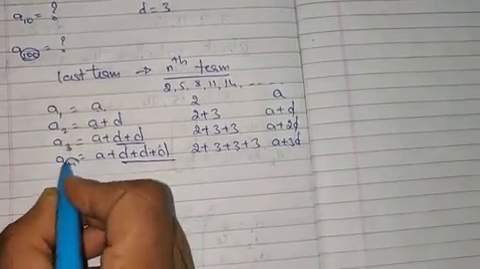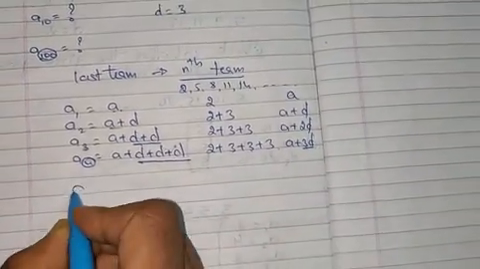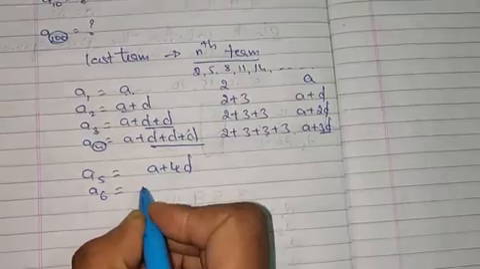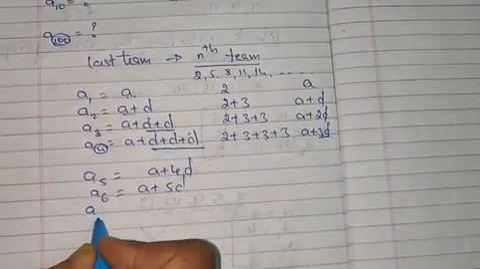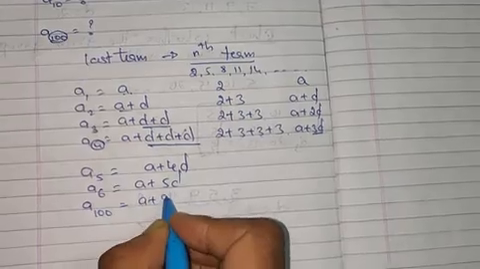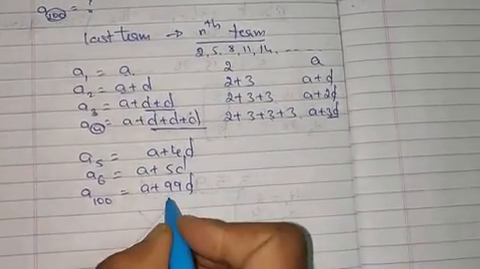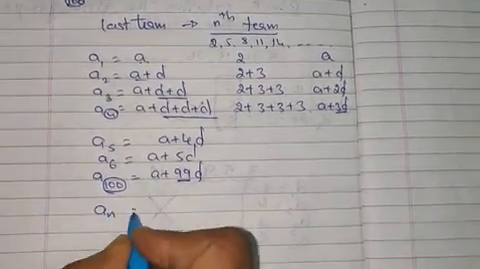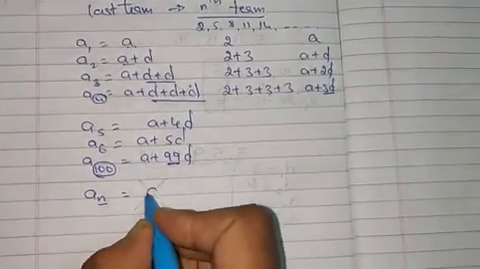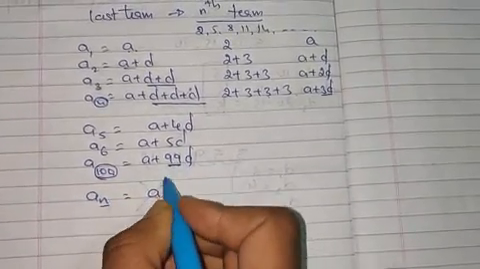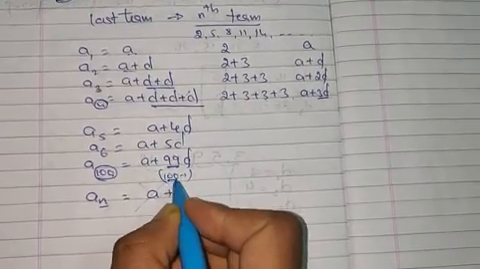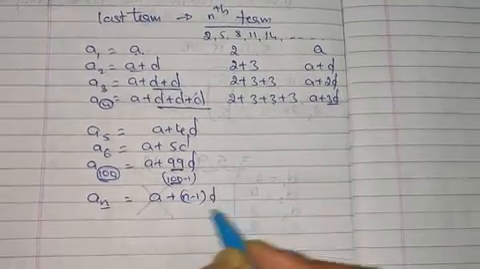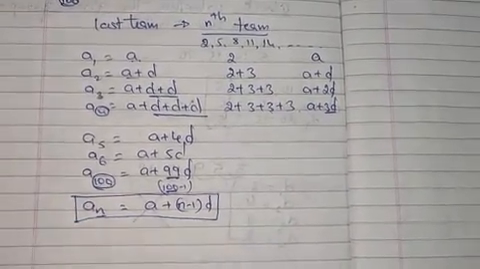Now can you tell me, a4 is a plus 3d. a5 will be equal to a plus 4d. a6 will be equal to a plus 5d. a100 is equal to a plus 99d. So as you can see, one number is less than this number. So what if it is n? If it is n, it will be a plus, as it is 100 minus 1, so in this place of 100, let us substitute it as n. So it will be n minus 1 into d. So this is the general form of the nth term.